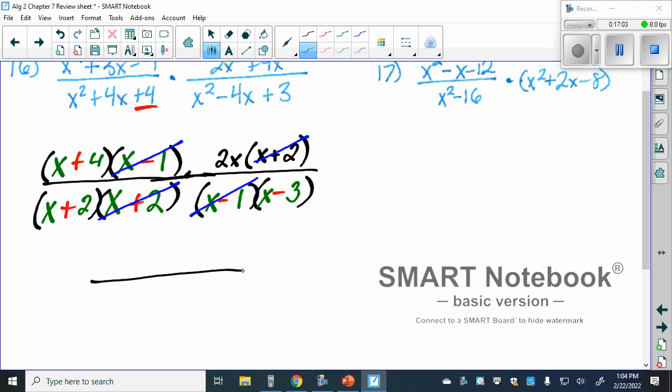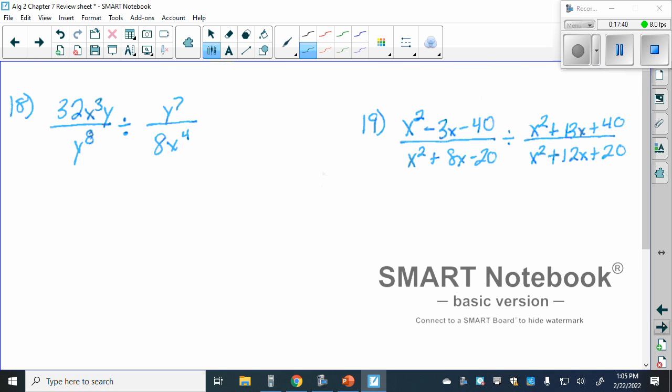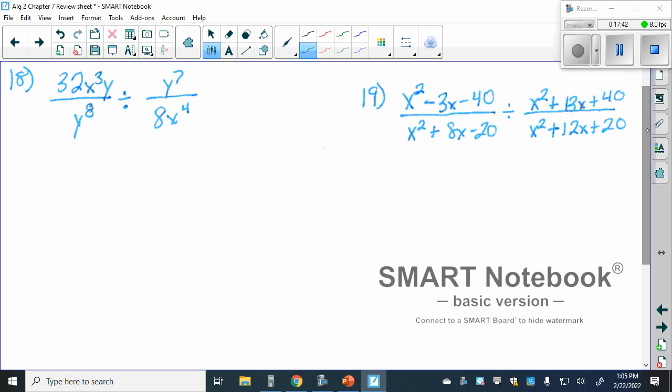leaving us with our 2x times x plus 4 in the numerator. The denominator would be x plus 2 times x minus 3. And that's it. Any questions on this here? We good with 16? All right. If we're good with 16, we'll go on and look at 19.